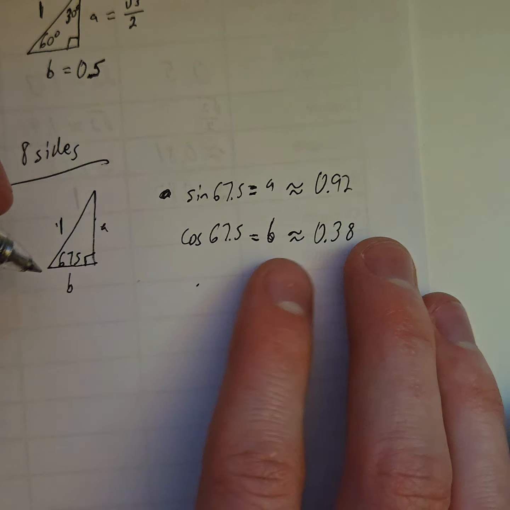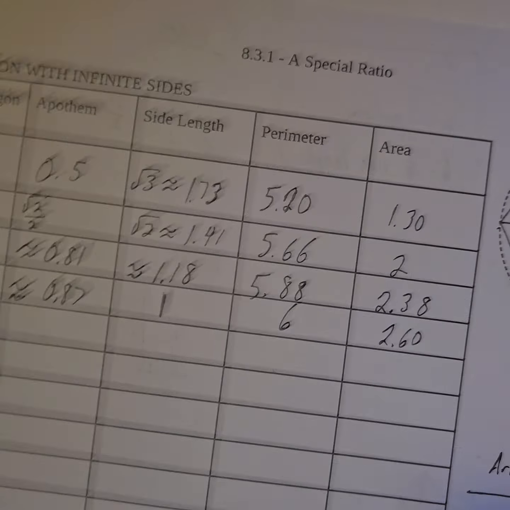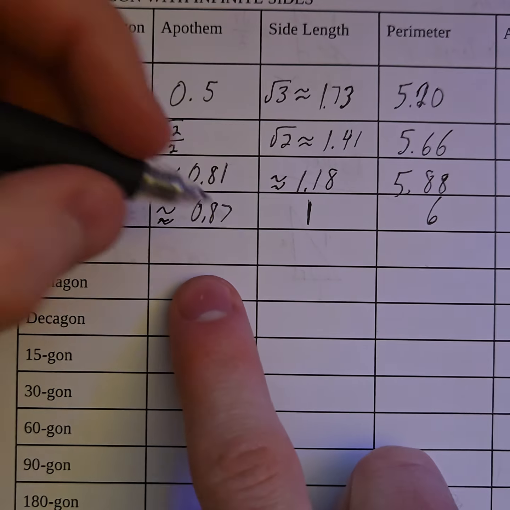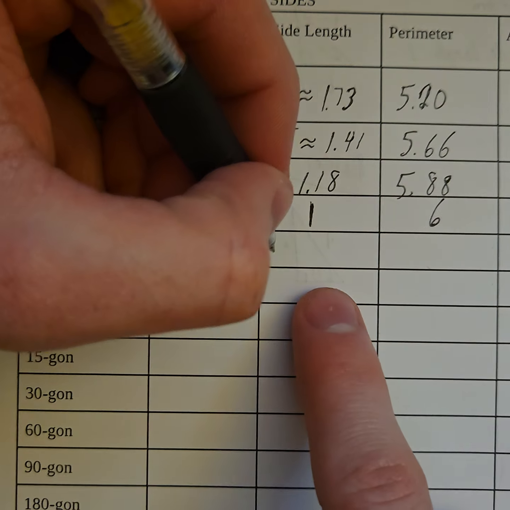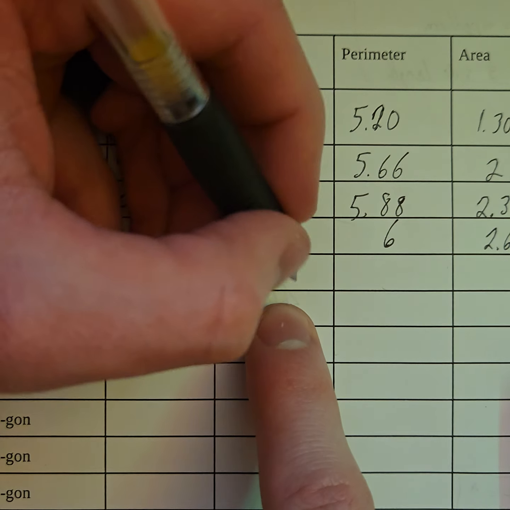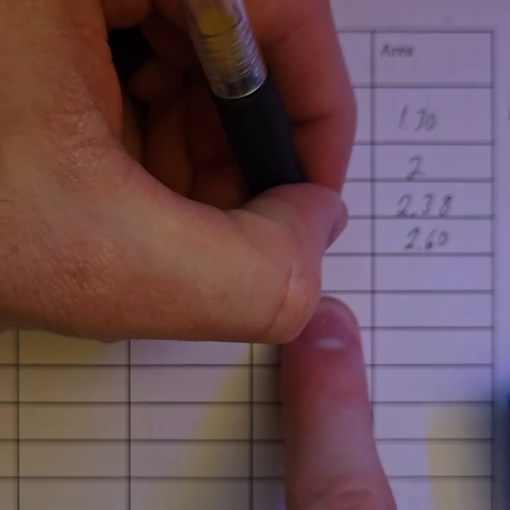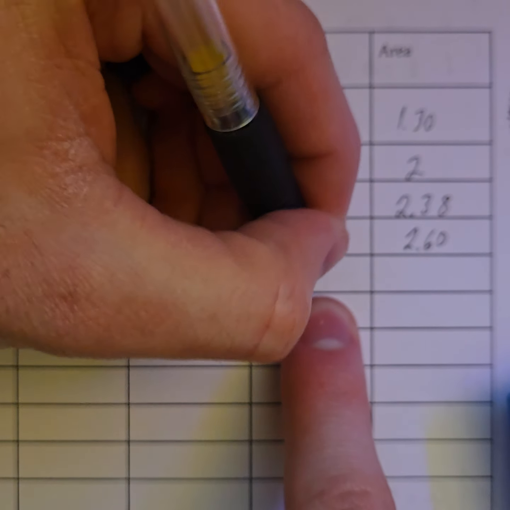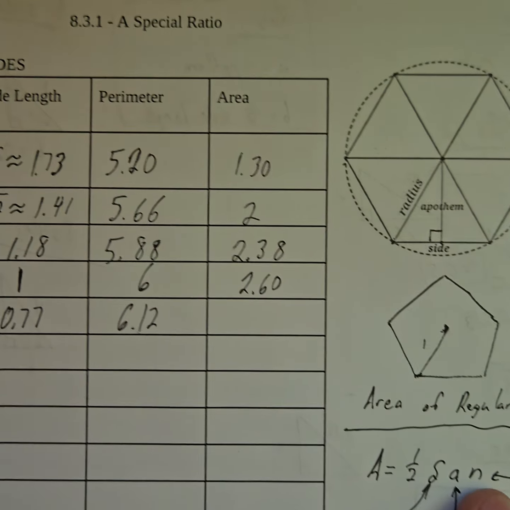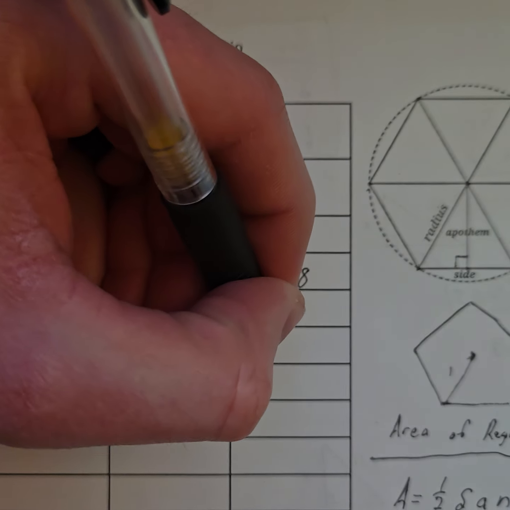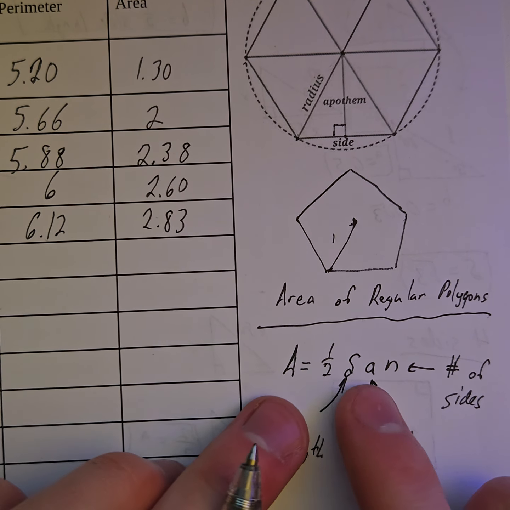Okay. So then if you want to find your side length, you want to take that times 2. And then let's go back to the front. Let's fill in our numbers here. So for our octagon, we've got approximately 0.92 for the apothem. And then for our side length, it was around 0.77. Take that times 8 for your perimeter, and that's 6.12. And then if you plug those numbers in, you should get around 2.83.